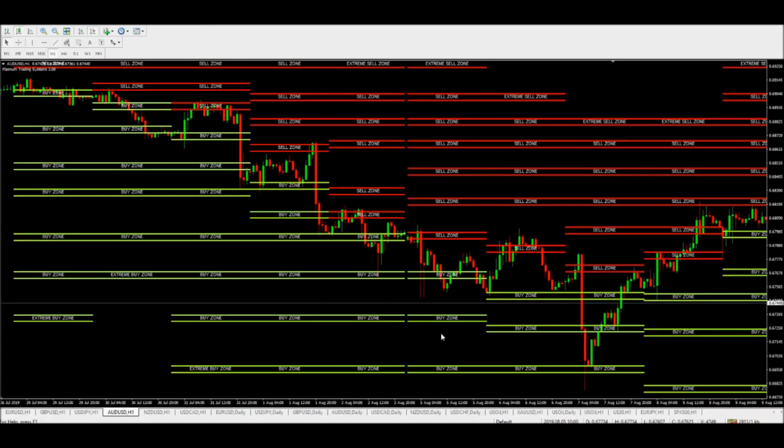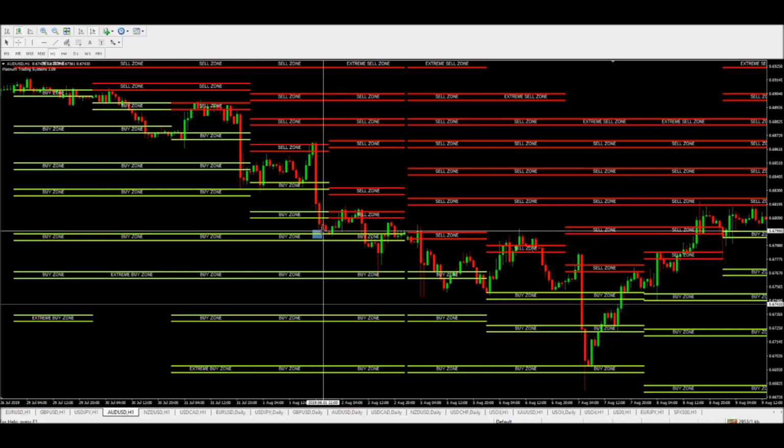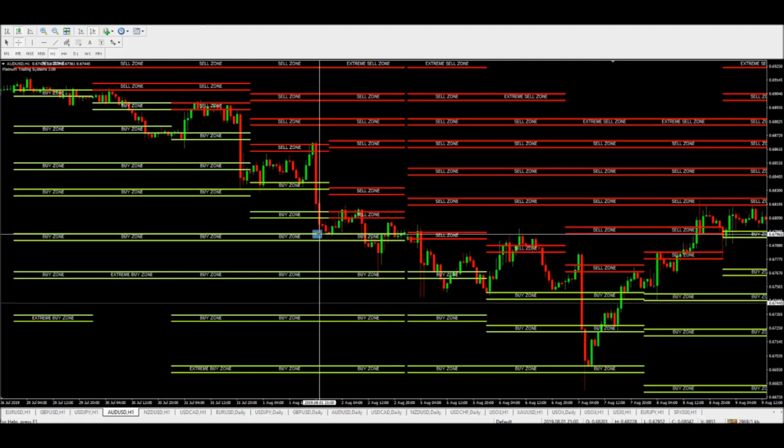The first trade that triggered in was just here on the 1st of August on the AUD USD. This is an example of an end of day trade that you would take on the system. If I insert a rectangle, I can show you exactly where it triggered in. It triggered around 8 o'clock in the evening, and in the end reversed in excess of 20 pips.